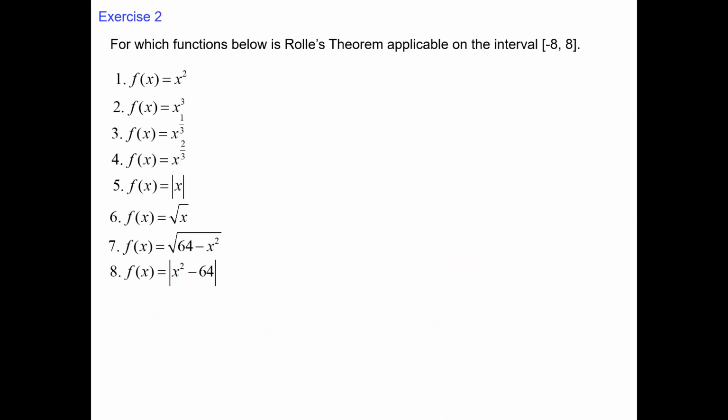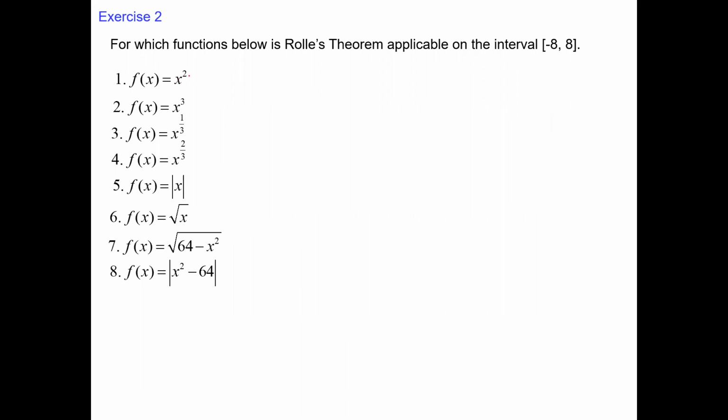Exercise number 2. This one I just decided to list a couple of functions, and let's go really quickly through all of them and check for which of these functions Rolle's theorem is applicable on the interval between -8 and +8. So what we need? We need continuity, we need differentiability, and we need the same value for -8 and +8.